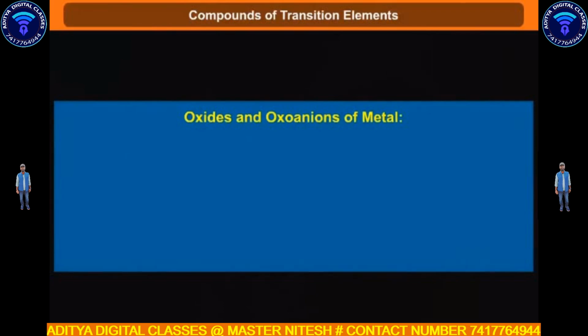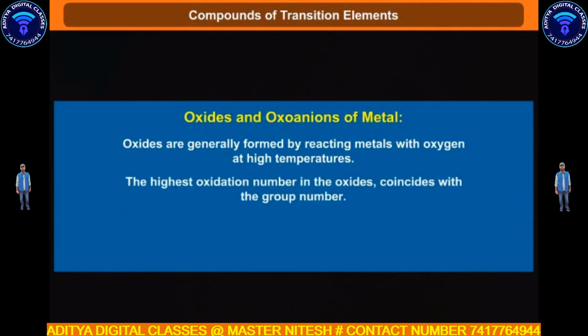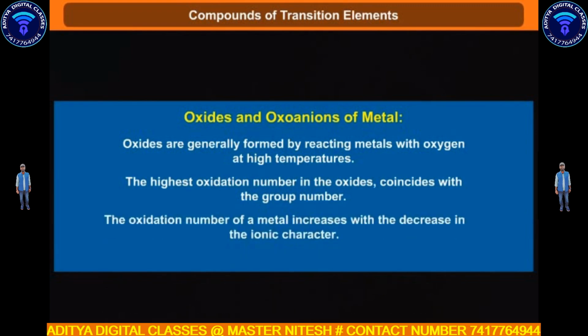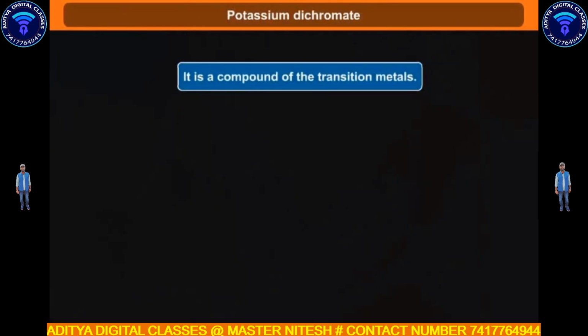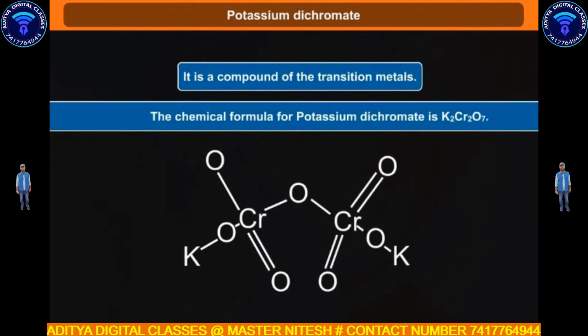Oxides and oxoanions of metals. Oxides are generally formed by reacting metals with oxygen at high temperatures. The highest oxidation number in the oxides coincides with the group number. The oxidation number of a metal increases with the decrease in the ionic character. It is a compound of the transition metals. The chemical formula for potassium dichromate is K2Cr2O7.